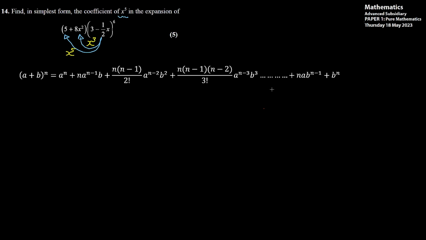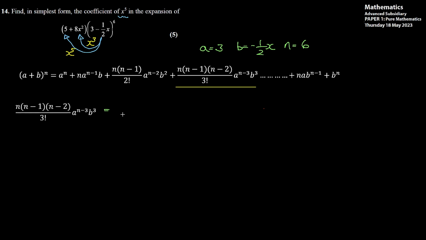Here's the expansion formula for our second bracket. So substituting our values in, a is equal to 3, b is equal to negative half x, and n is equal to 6. And we'll want the x to the third expansion and the x to the fifth expansion. So written out for us here is effectively the x to the third expansion, and we'll have to work out the x to the fifth expansion from just extending our knowledge of this formula. So let's get the third out of the way first.